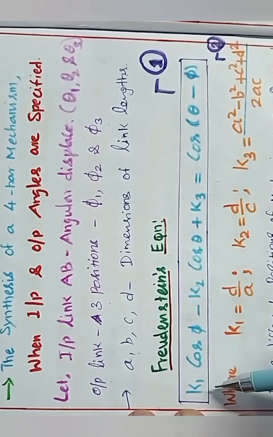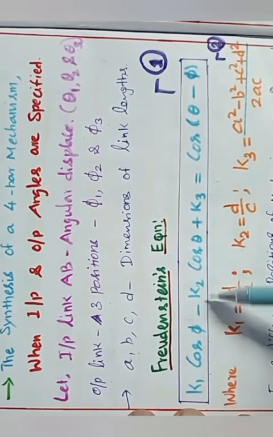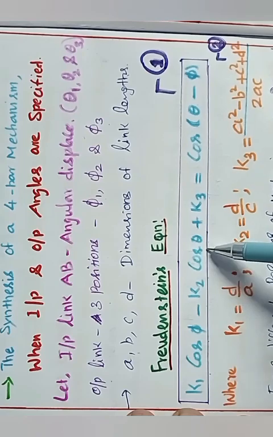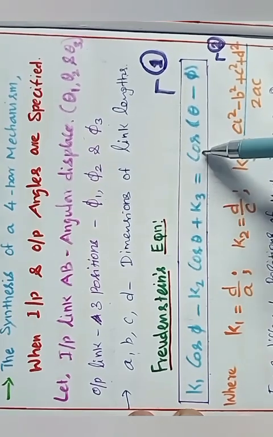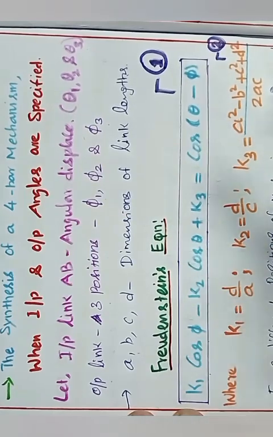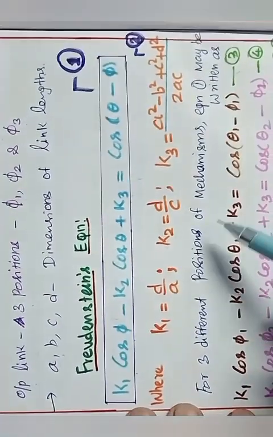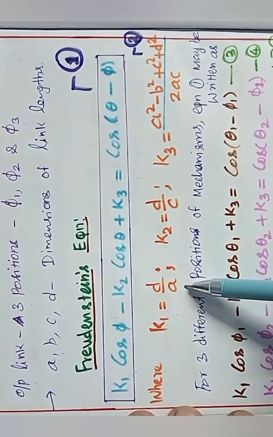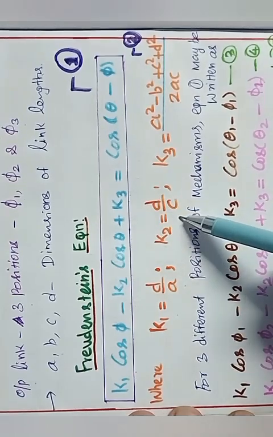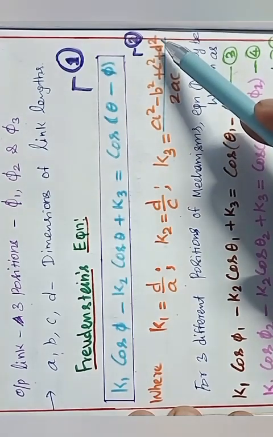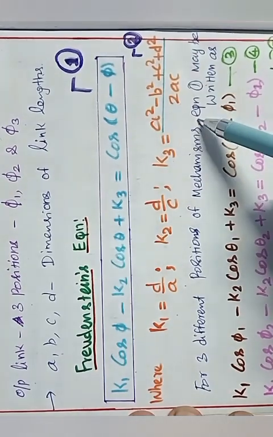Freudenstein equation: k1 cos phi minus k2 cos theta plus k3 equals cos of (theta minus phi). This is known as Freudenstein's equation. Here k1 equals d by a, k2 equals d by c, and k3 equals (a squared minus b squared plus c squared plus d squared) divided by 2ac.